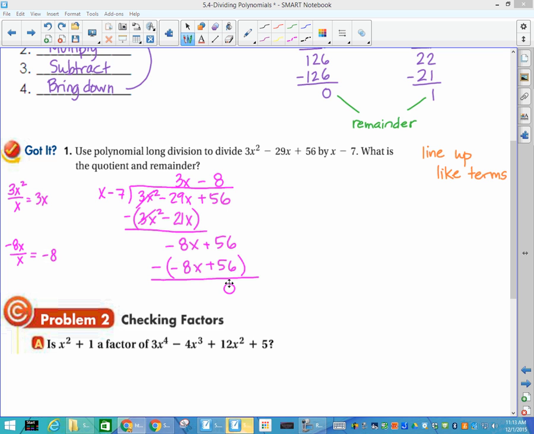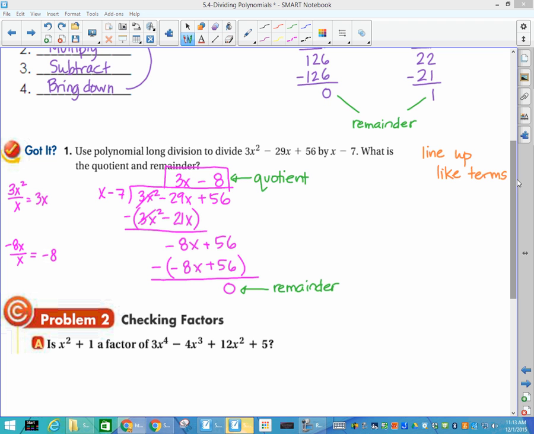So here's basically the answer to the problem, but they want us to identify what is the quotient. Remember, the quotient is the answer to your division problem. So this is the quotient. And what's left here is your remainder. And we have a remainder of 0.